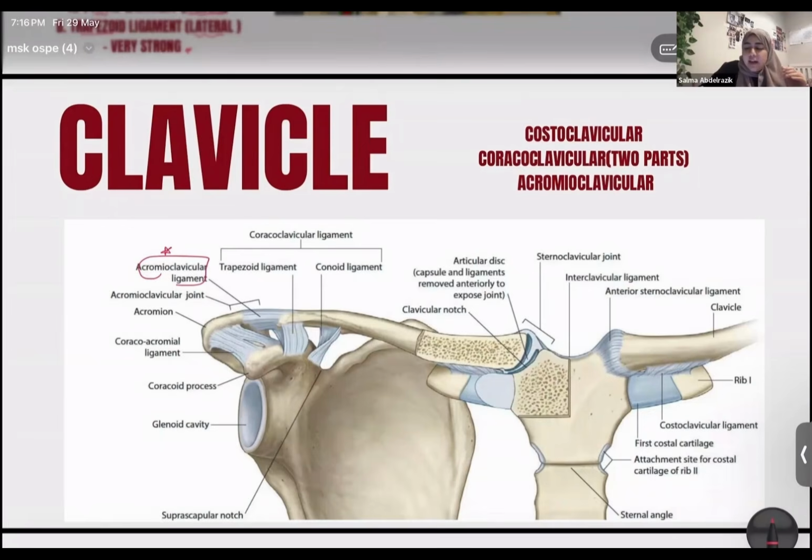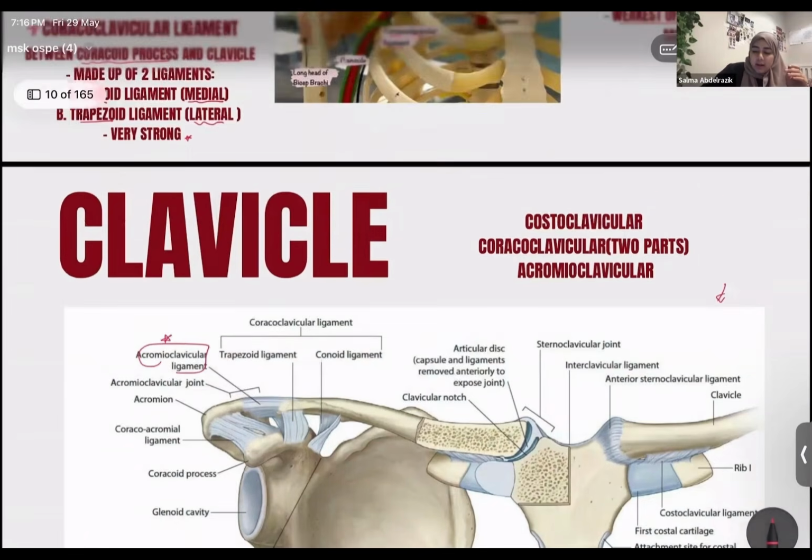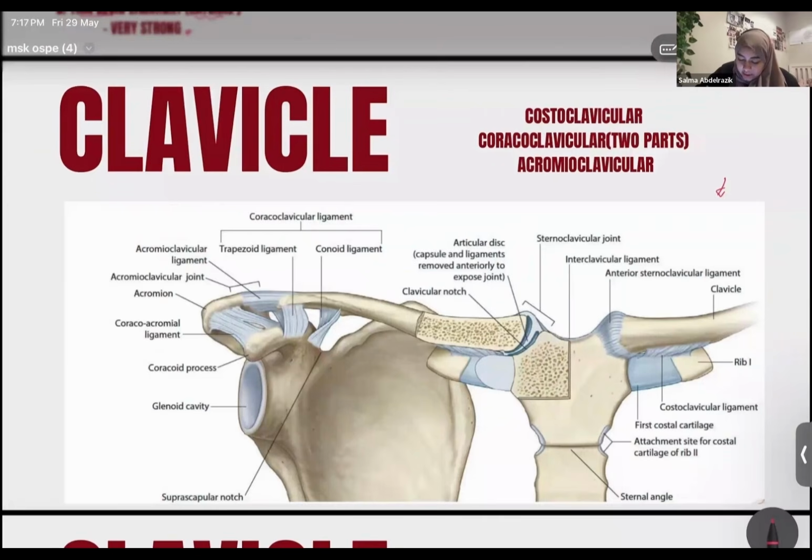So this is the same thing we just said in the last slide. You have the coracoclavicular ligament over here. It's the strongest one because it has two attachments, 1, 2. It's divided into the conoid and trapezoid ligaments. That's why I put 3 stars. Now we have the acromioclavicular ligament. It's the weakest, so it gets 1 star, and it connects the clavicle with the acromion.